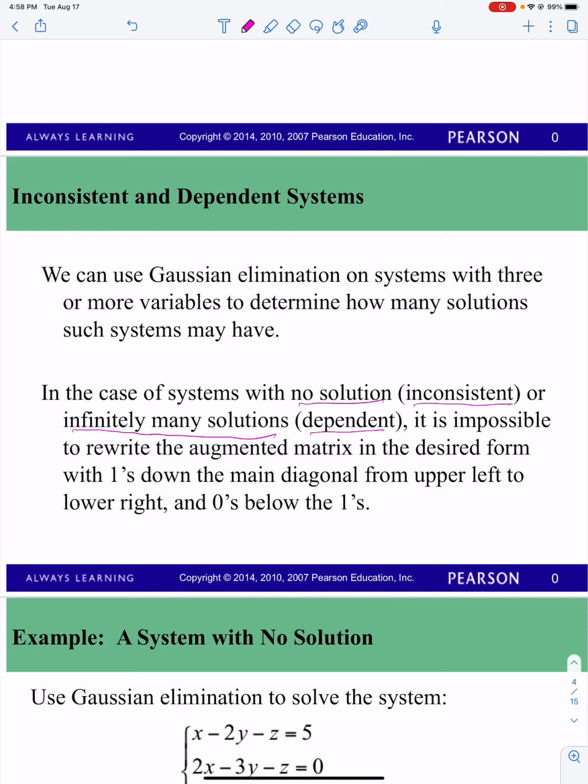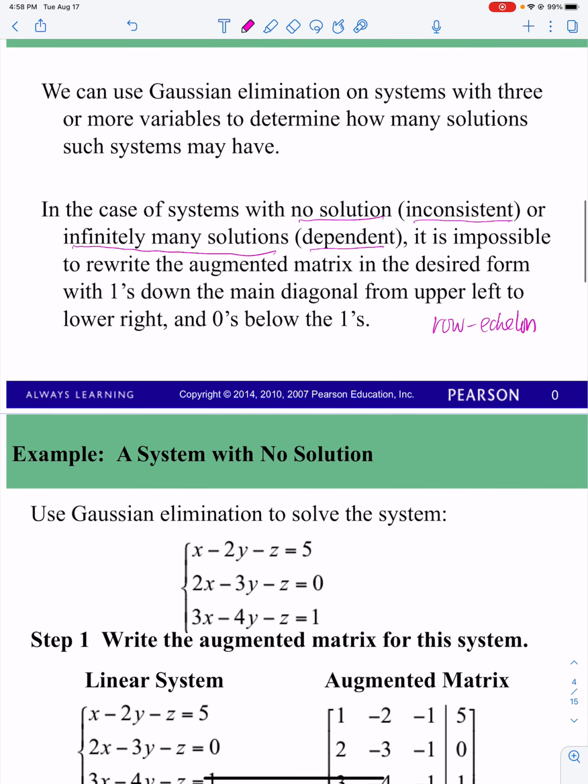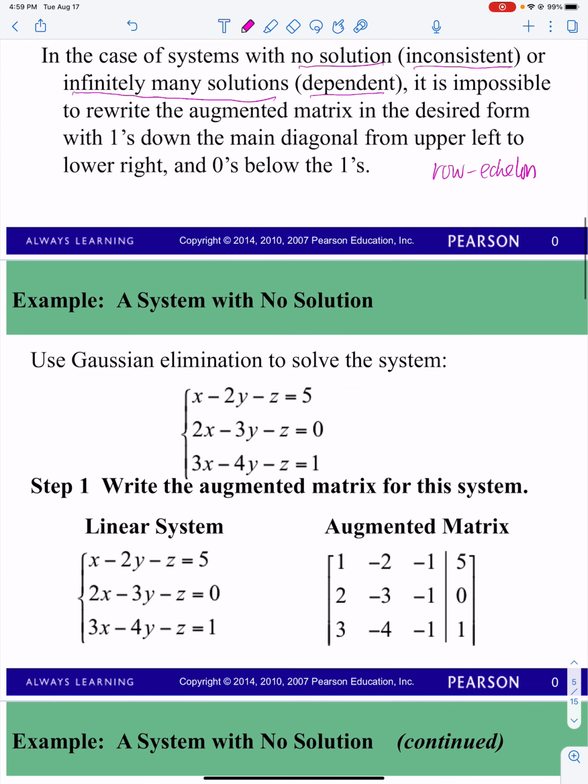Dependent system. For these two kinds of systems, it's impossible to rewrite the augmented matrix in the desired form, meaning row echelon form. It's not possible because you cannot make the diagonal all ones and all the others zeros. Now let's first look at an example, a system with no solution.